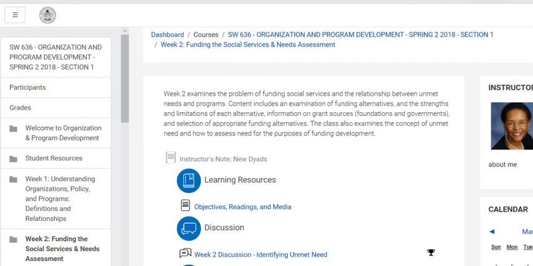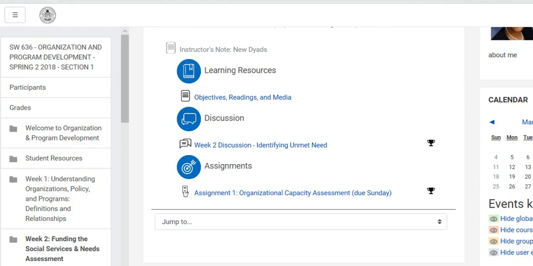So after reviewing the objectives and looking at the media, week 2 discussion is around identifying unmet needs. For this discussion, you have already been paired with a new partner for the week. I sent those assignments out via email, and there's also an announcement that gives the whole list of who's partnered with whom for this week. So identifying unmet needs requires you to do the following.